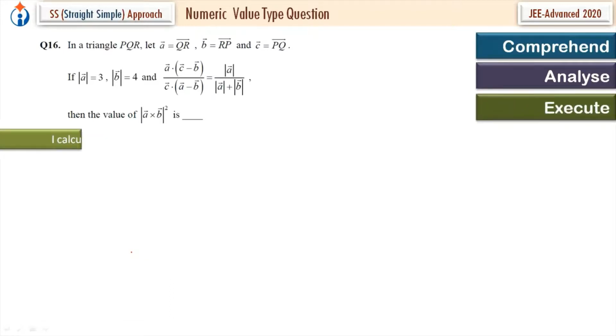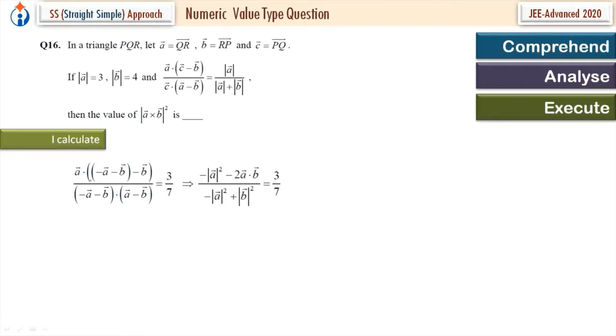So I calculate now. This relation gives us 3 upon 7 and the relation between vectors A, B, C. We put the value of vector C here, which is minus A vector minus B vector. Then we simplify this, which gives us A vector dot A vector is equal to the magnitude of vector A square and A dot B, all these simple results, basic calculation. So we got A dot B is equal to minus 6.